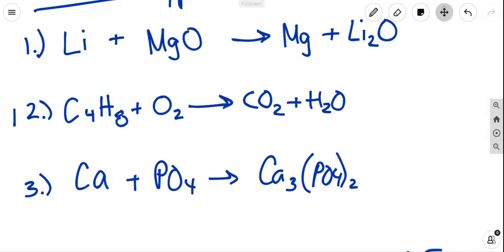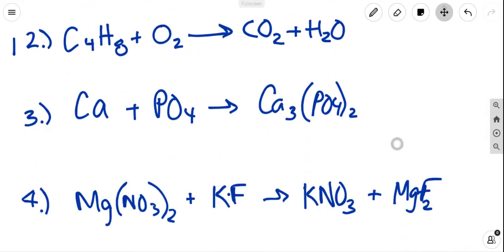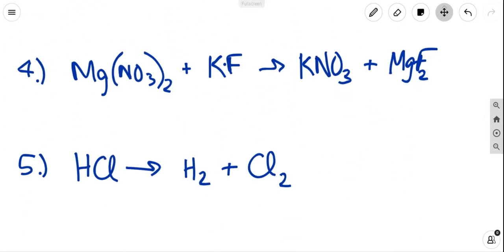Here's problems 1, 2, and 3. You can pause and copy those. Here are problems 4 and 5. You can pause and copy those as well. All right, so pause the video and walk yourself through the different reaction types to see if you can identify what they are. And play the video and I'll go over the answers.